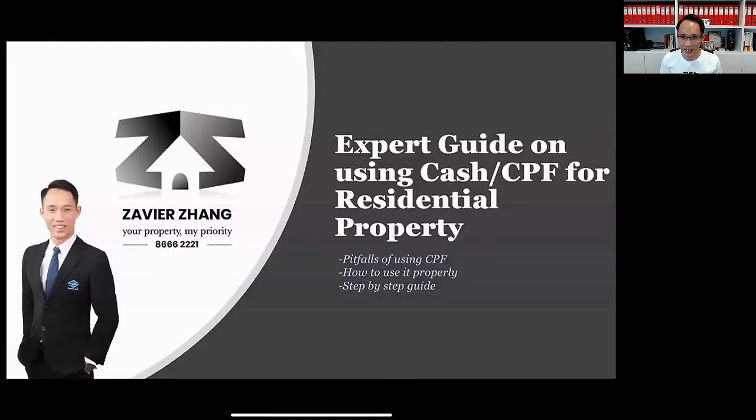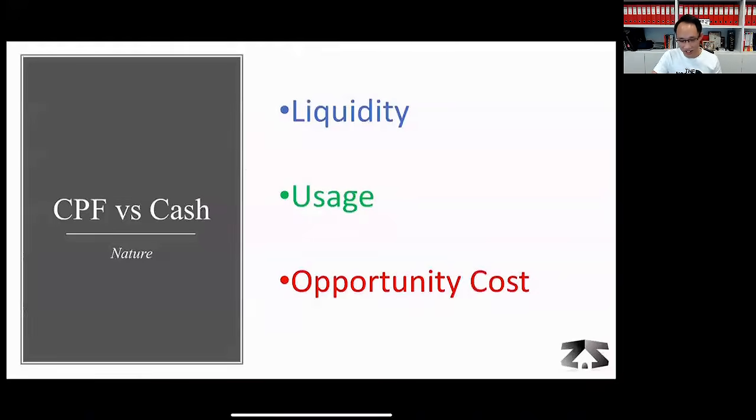All right, here we are, the expert guide on using cash and CPF for your residential property. I'll be sharing on the nature of both cash and CPF, what the pitfalls of using both are, and how to use them properly, and at the end, summarize everything with a step-by-step guide. Okay? So first up, I'll be sharing about the nature of cash and CPF by summarizing it into these 3 different points.